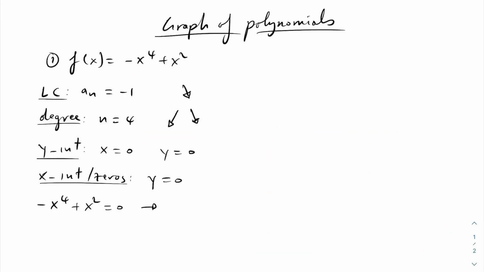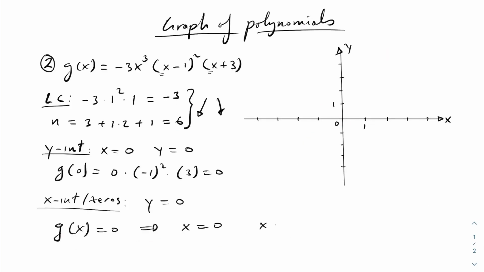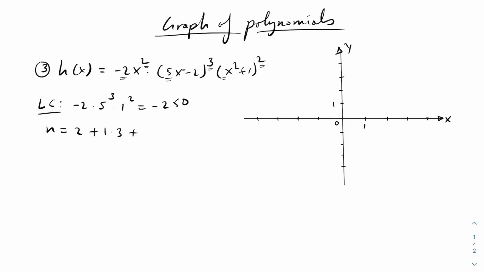Today we're going to learn how to draft polynomial functions using the y-intercept, the x-intercept, also known as the zeros, and their multiplicities. Let's go.